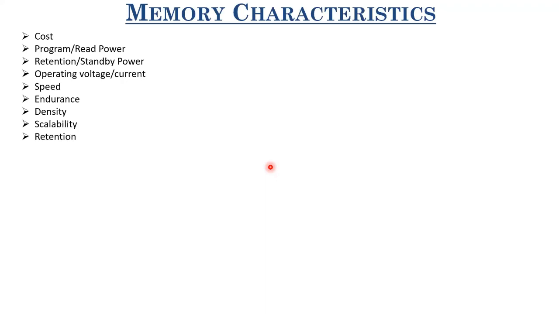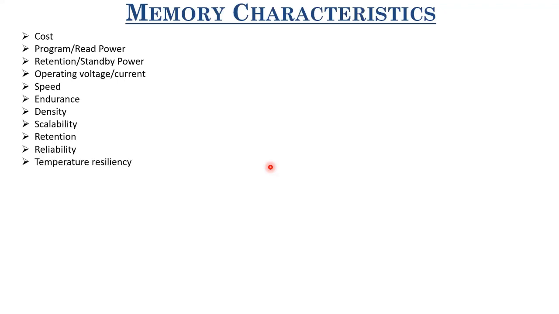Then the other important point for memory is retention. Retention is how long your data can be held in that memory when the power is turned off. The industry standard for retention is 10 years. If your device can hold any memory state for 10 years, then industry will accept it. Then reliability. Obviously, it should be reliable. It should not fail during its operation.